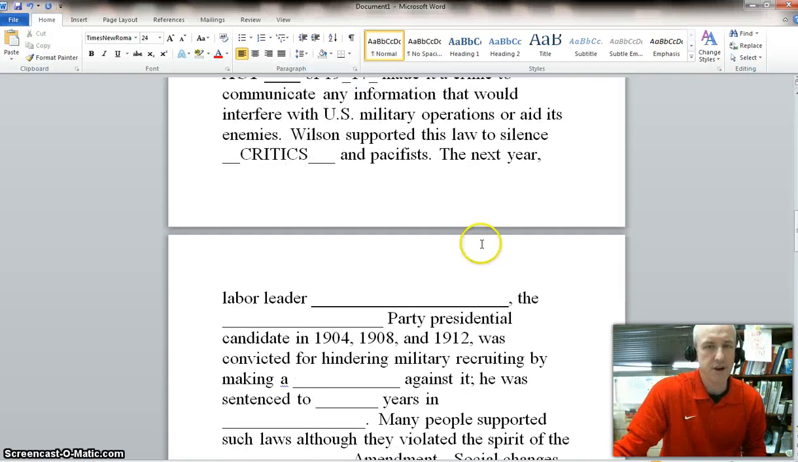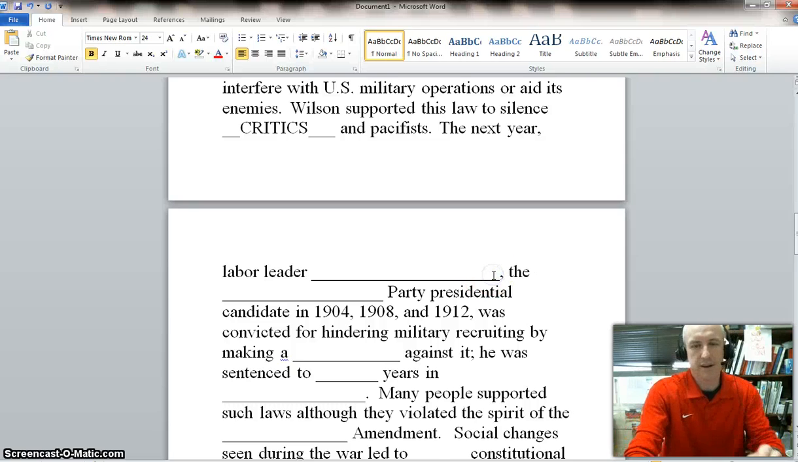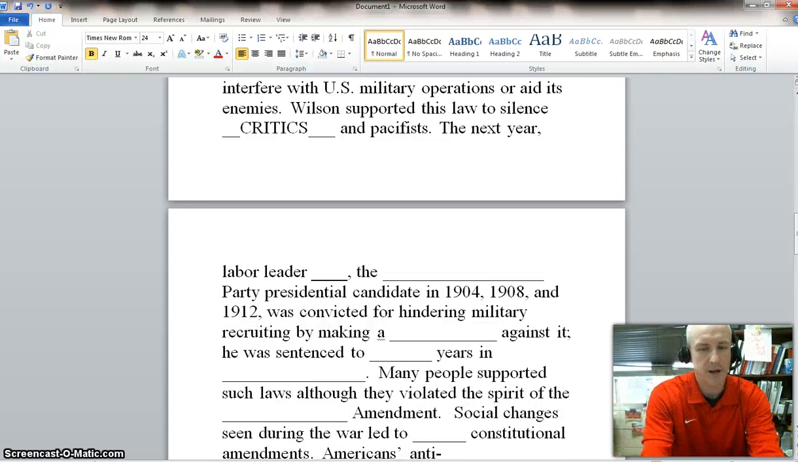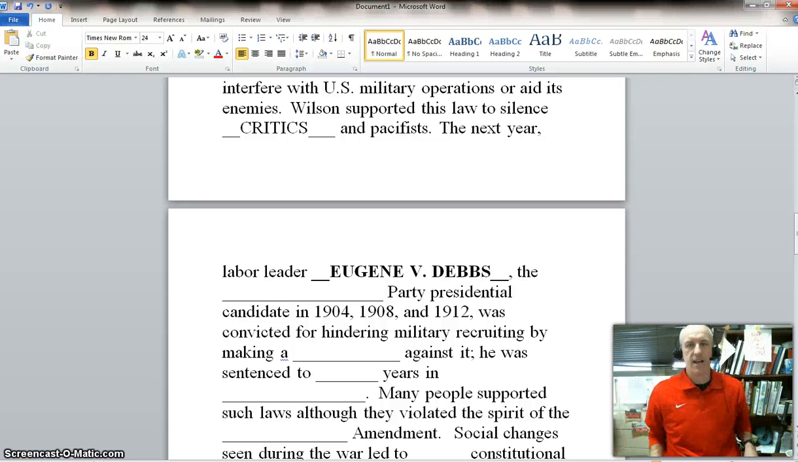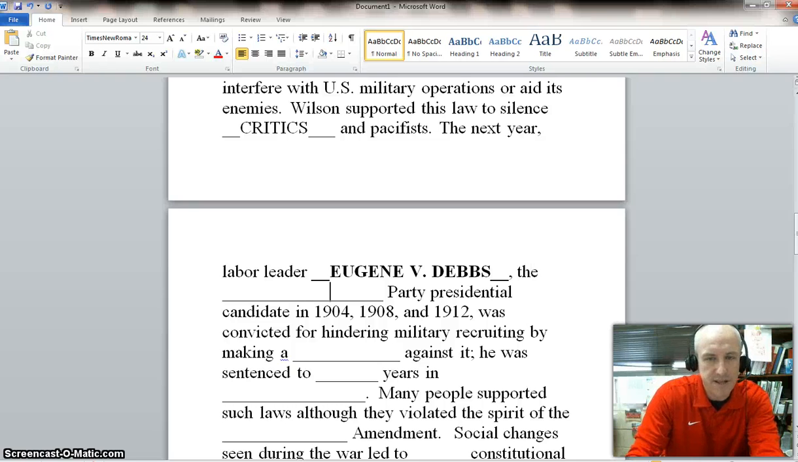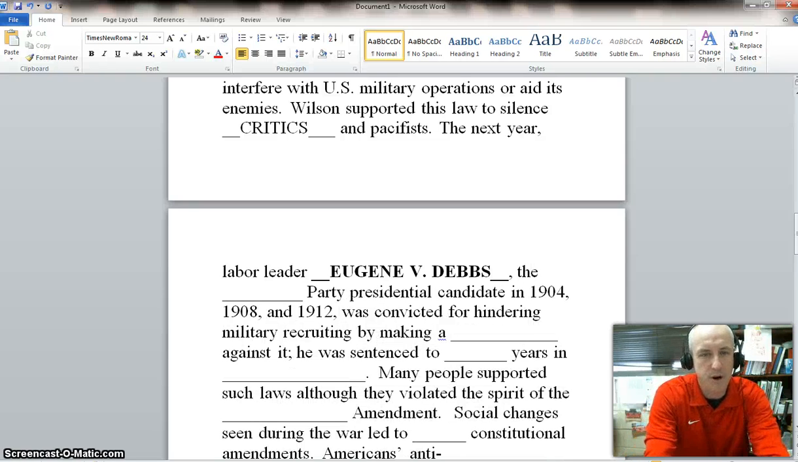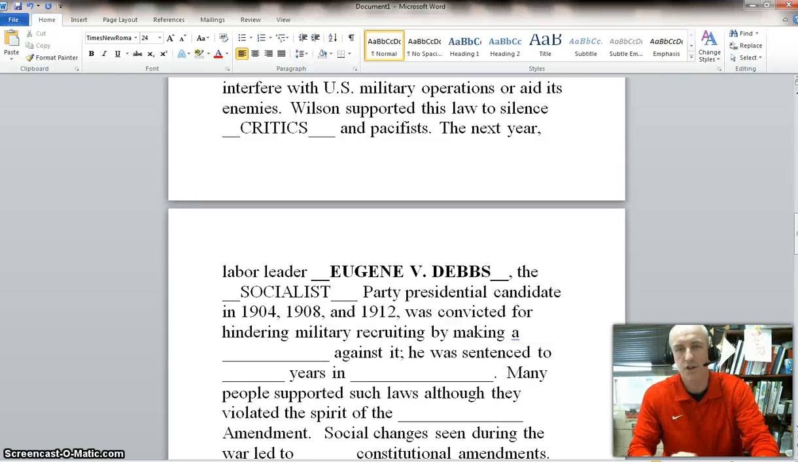The next year, labor leader, this guy's kind of crazy, labor leader, his name is, I want you to write his name down, Eugene V. Debs. Eugene V. Debs. All right? He's actually going to run for president under a certain political party called the Socialist Party candidate. In 1904, he'll run again in 1908 and then 1912.